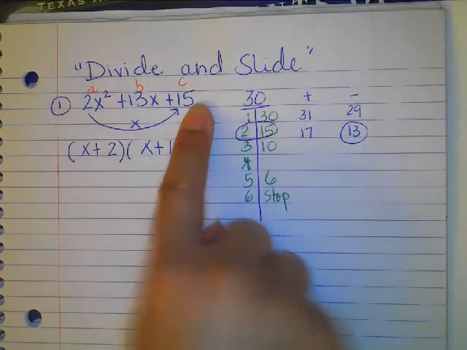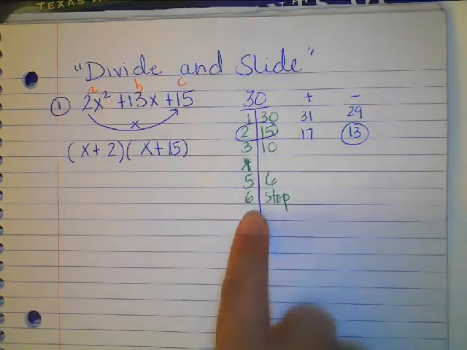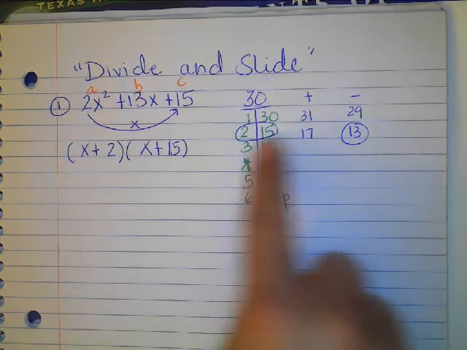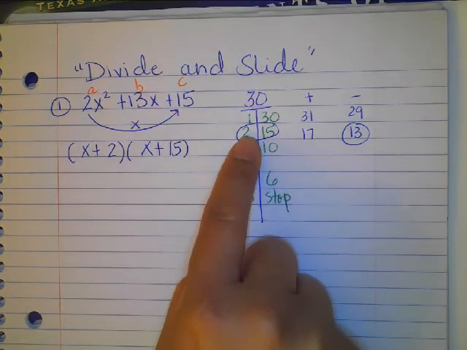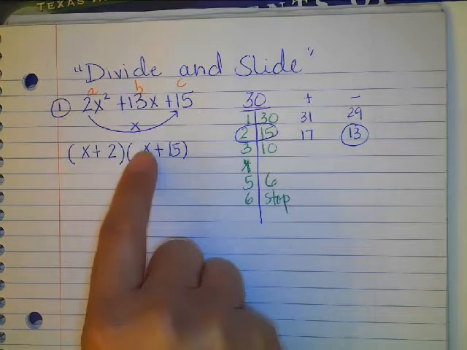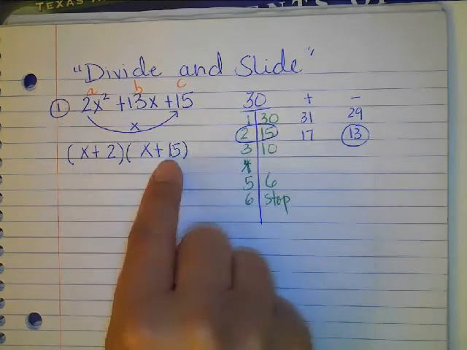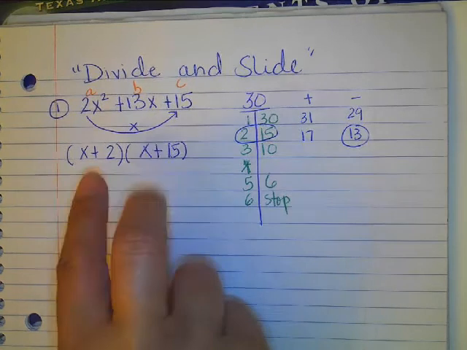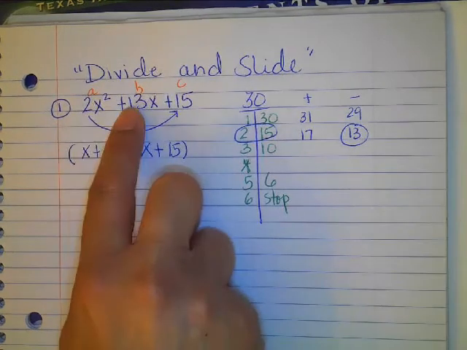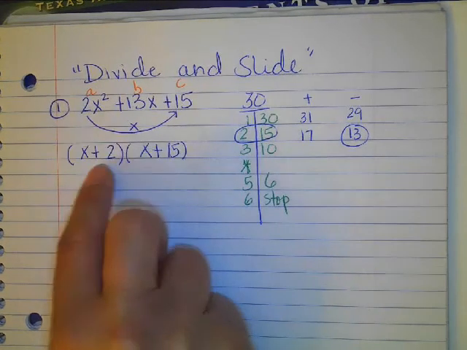A times C, 2 times 15, we got 30. Listed the factors of 30. Checked to see which ones added up or subtracted to give me the 13. Found them. Put my variable in the parentheses. Put my numbers in the parentheses. Because C was positive, I knew I had to have the same sign, whether it was going to be 2 minuses or 2 plus, depending on the middle number. So that's why I have 2 pluses.